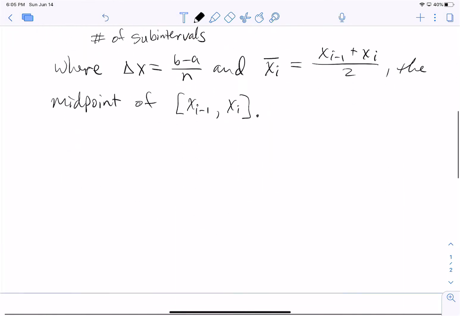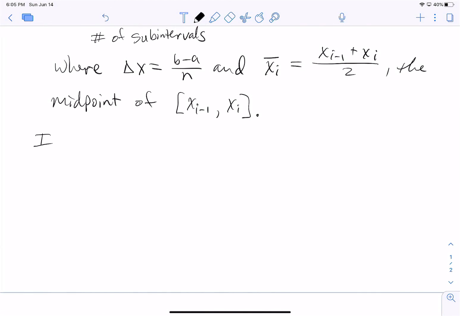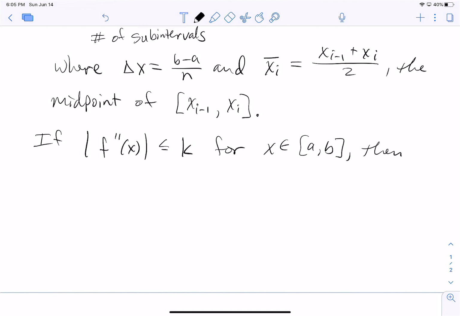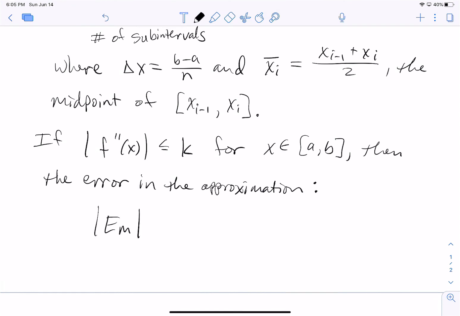And numerical analysis yields that for the error, we use the second derivative of f. And if the absolute value of the second derivative of f is less than or equal to some value k for all the x's in the interval from a to b, then the error in the approximation is given by the absolute value of E sub M. Now, E is, of course, error. The sub M means that we're using the midpoint rule.